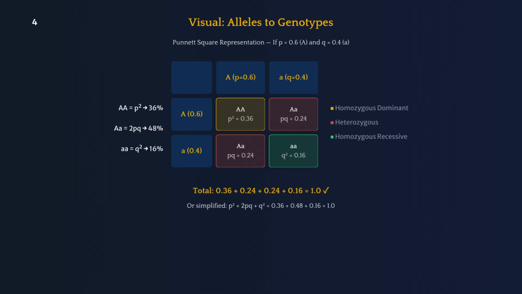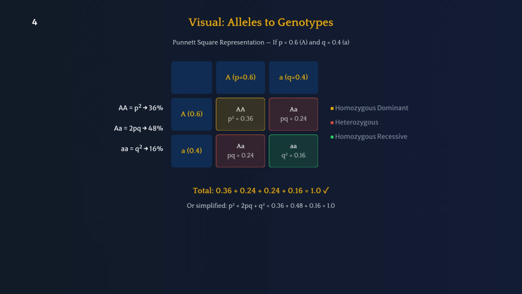Finally, small a meets small a. 0.4 times 0.4 equals 0.16, or 16%. Now let's check. 36% plus 48% plus 16% equals 100%. Perfect. This is why we write p squared plus 2pq plus q squared equals 1, where p squared is AA, 2pq is Aa, and q squared is aa.